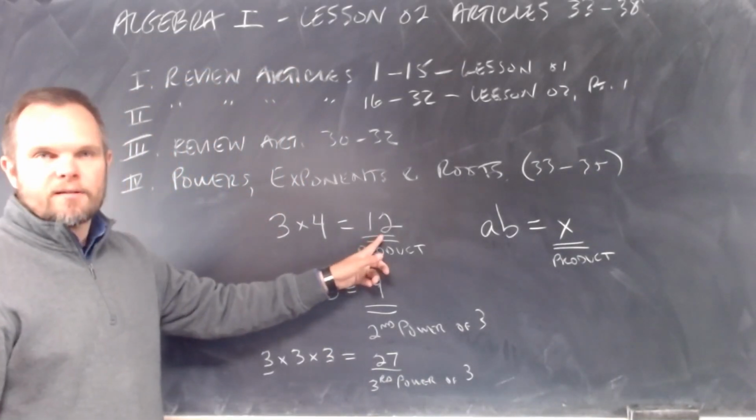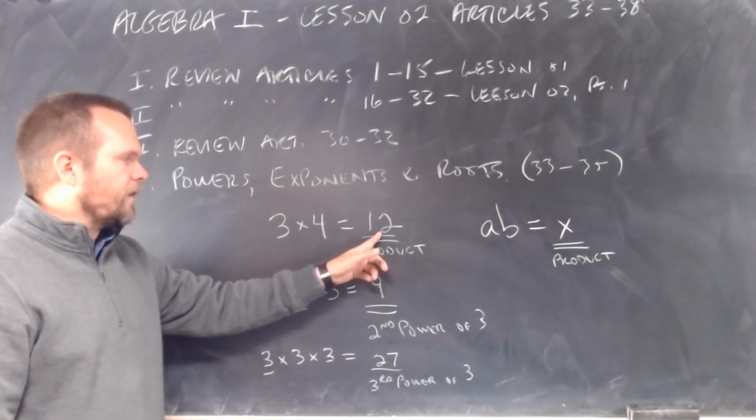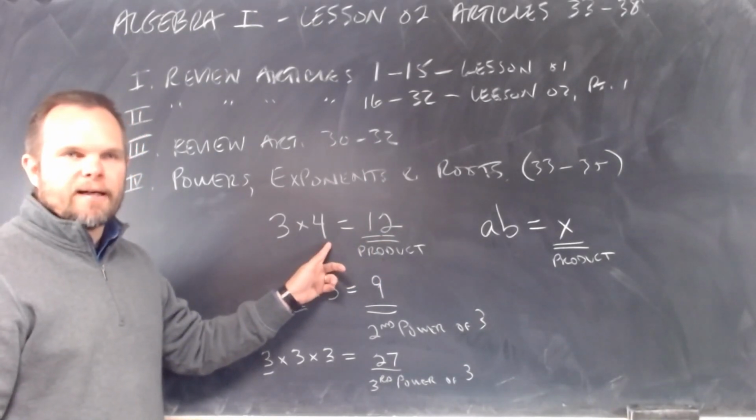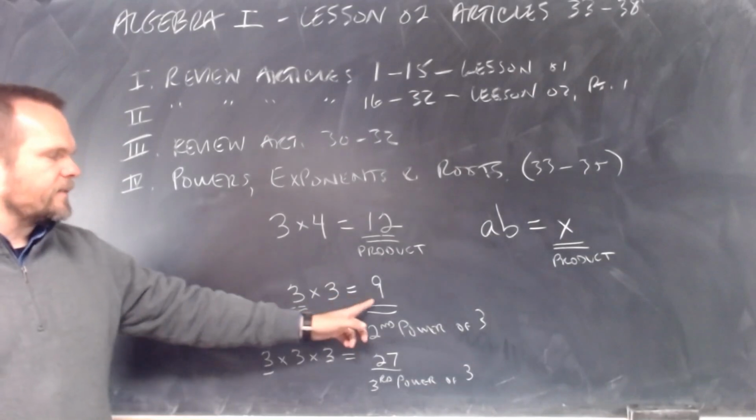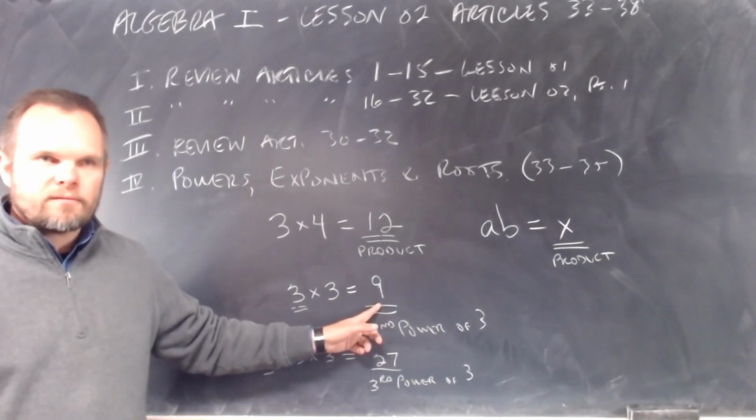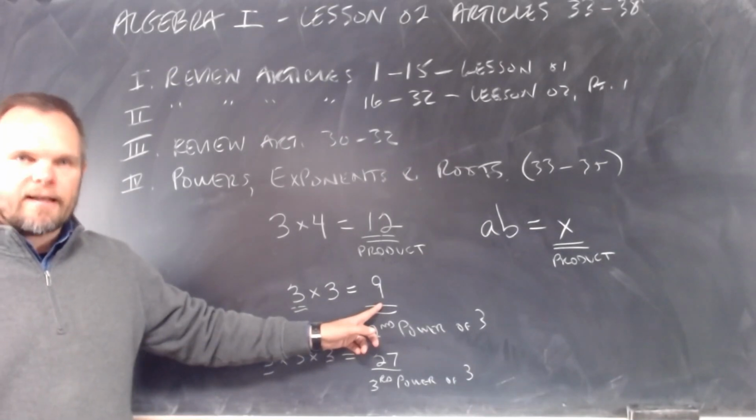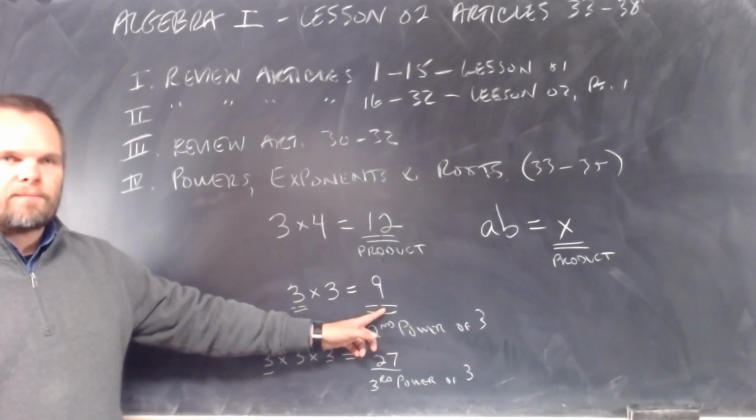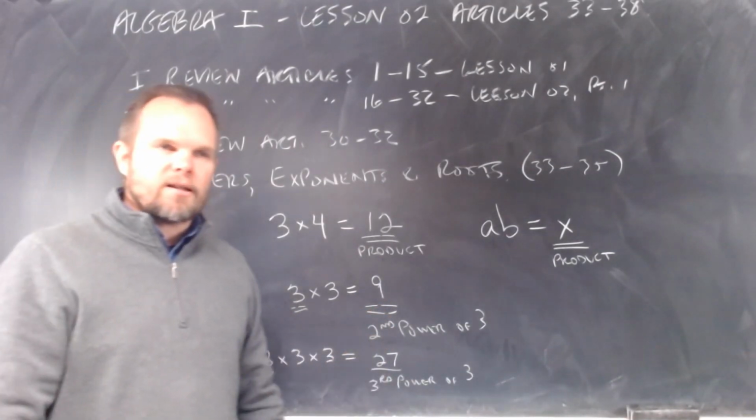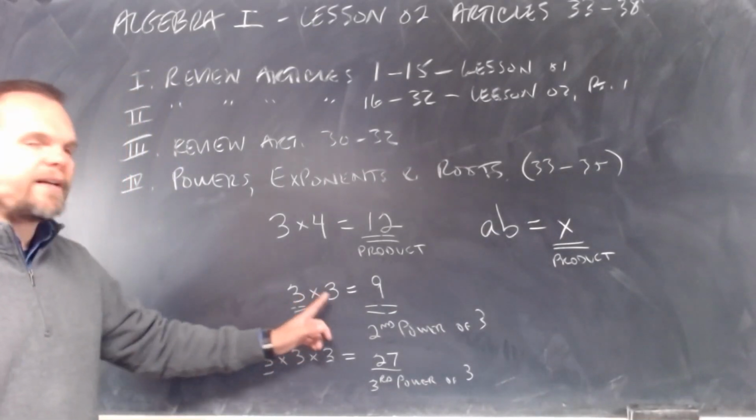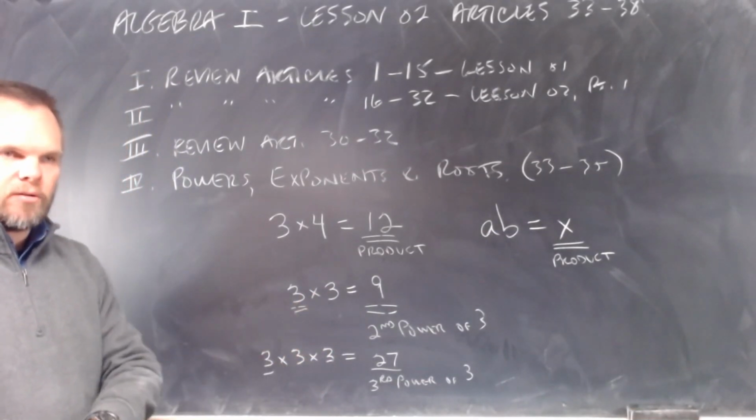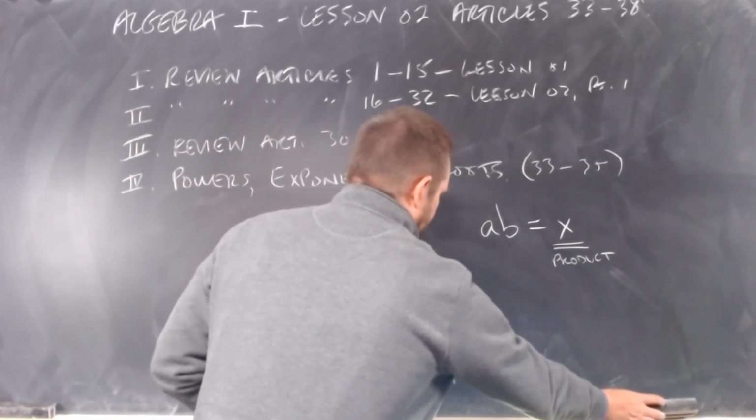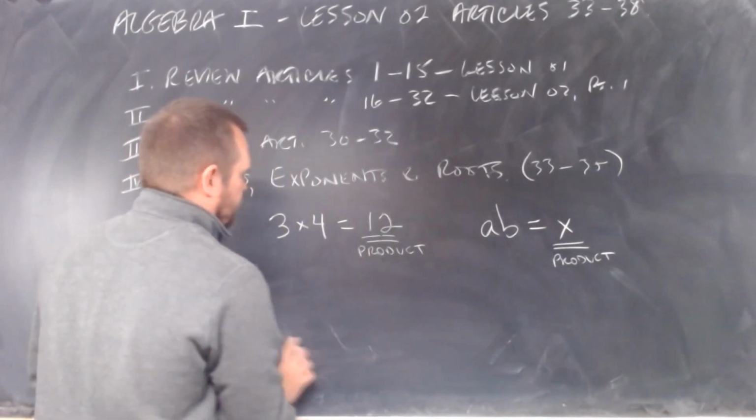This is a product. 3 times 4 equals 12. Is this a power? No, because we're not multiplying a quantity by itself. 3 times 3 is 9. This is a product. Is this a power? Yes, because we multiplied a quantity by itself a number of times. This is a certain kind of product, a power, when the factors are all the same quantity. So that's a power. Keep that in mind.